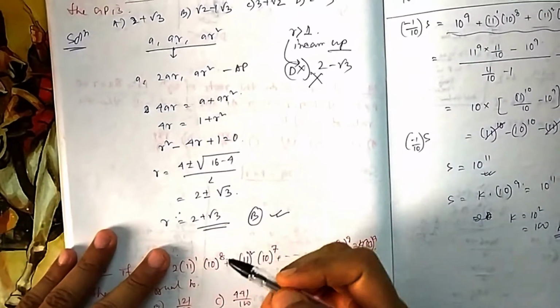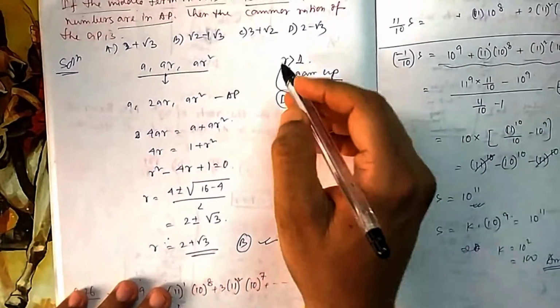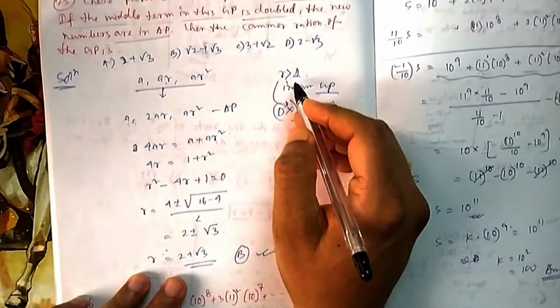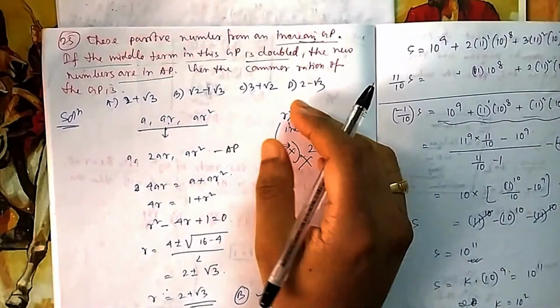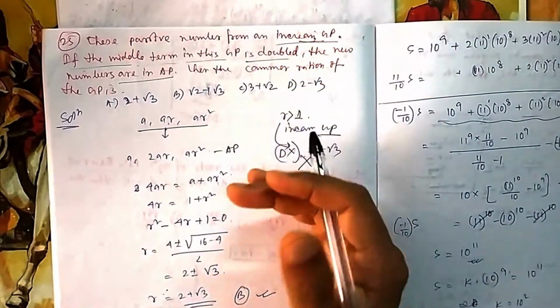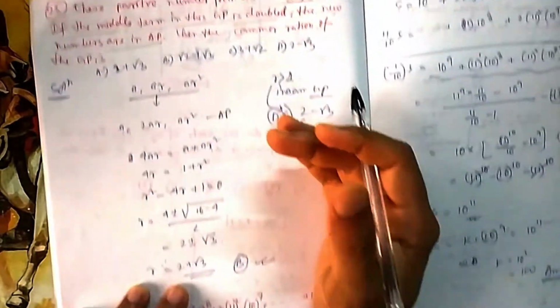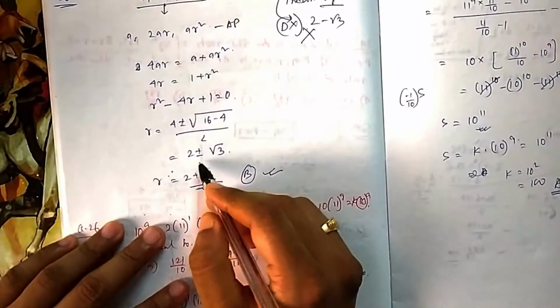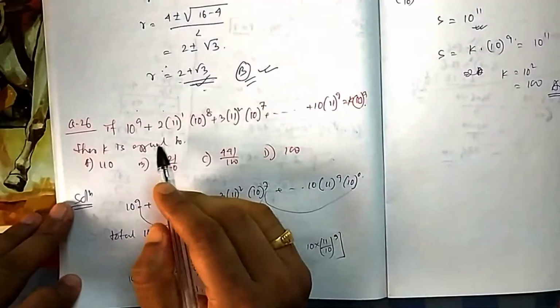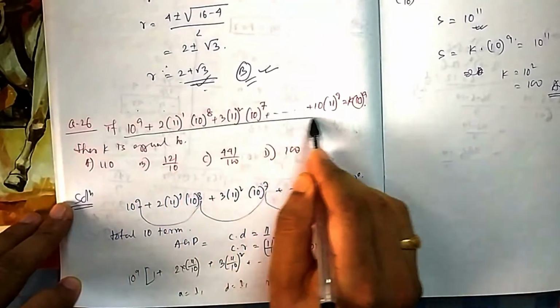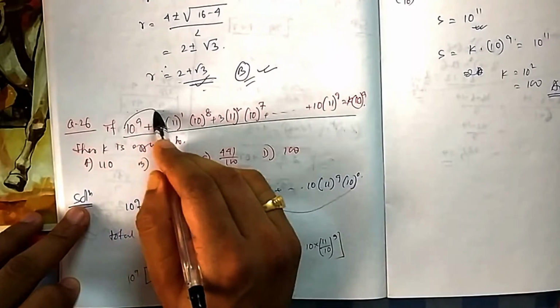Now which one should you take? r should also be greater than 1. That should also be maintained, because it is an increasing GP. So it should be positive, and it should be greater than 1. Then only it will increase. If r is equal to half, then it will decrease when you multiply by half. You can see 2 minus root 3 is less than 1, so it will be 2 plus root 3. That is option B.